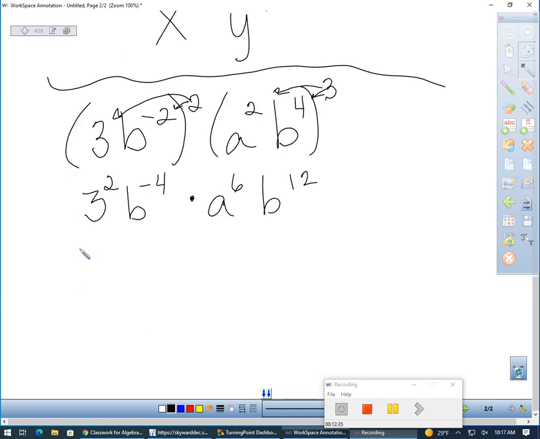Let's start with our coefficient. We have 9. Now, before you get to the b, what letter should we do first? A, right? How many a's do we have up there? Good, that's it. And then we do our b. We have b to the negative 4, and we have b to the 12th, so we have b to the 8th. Is there anything else to simplify? No, that's it, right?